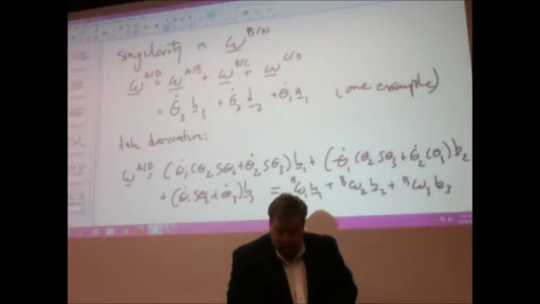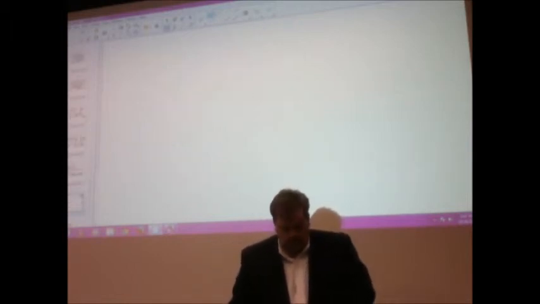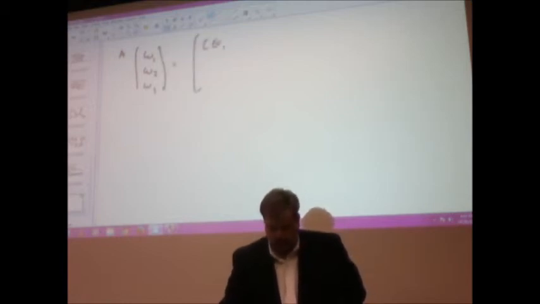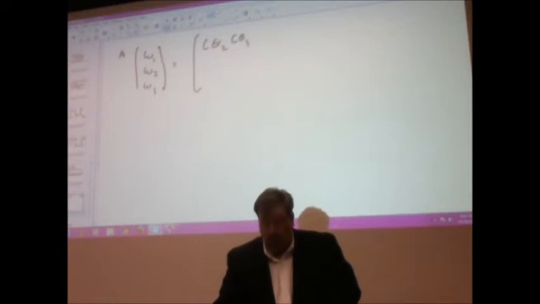Here's the point. Let's write this down as those scalars. I guess I used B before, but A, same thing. B and A, just different coordinate system, same physics. Here's a matrix relationship that comes from that expression I just wrote down.